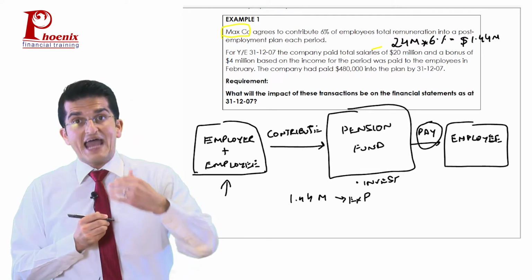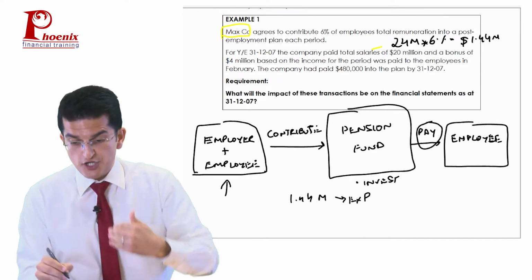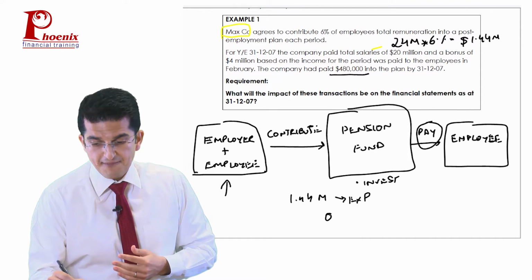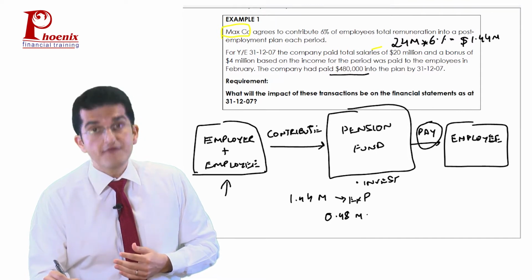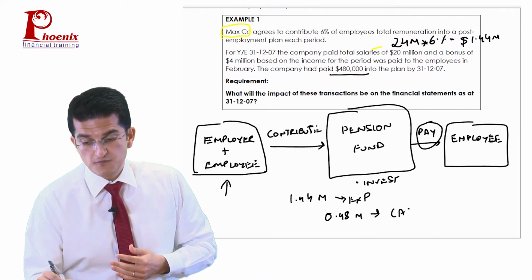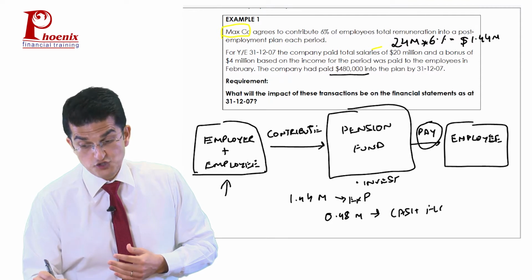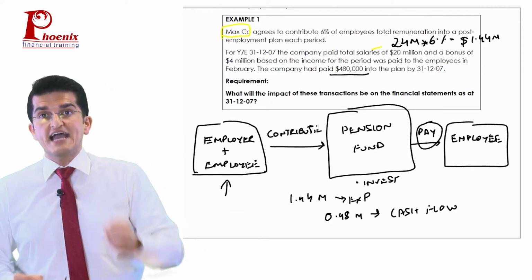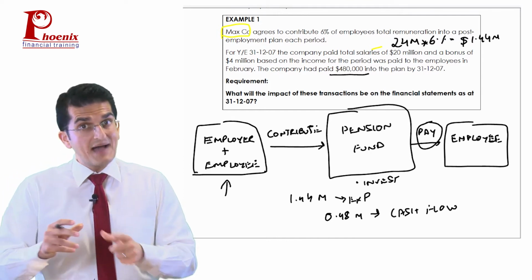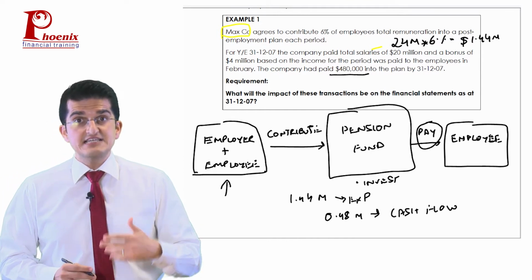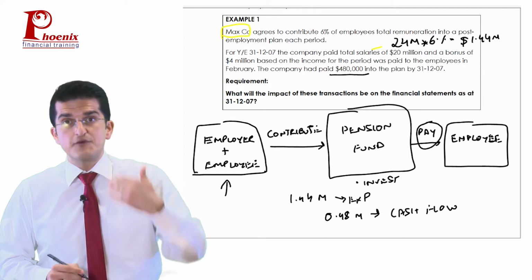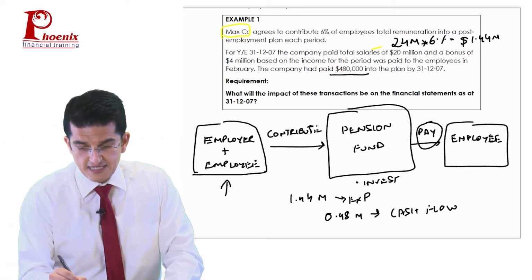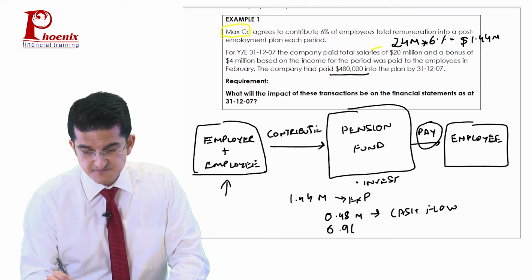The fact that the employer is actually only contributing 480,000 into the plan, that 0.48 million will be a reduction from their cash flow. For those who like debits and credits, debit expense, credit your cash flow, and the balance is reflected as a payable or a liability from the employer's point of view, or a payable or an accrual, you can call it, of 0.96.